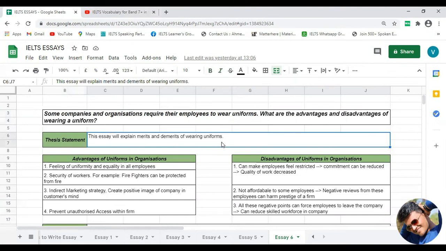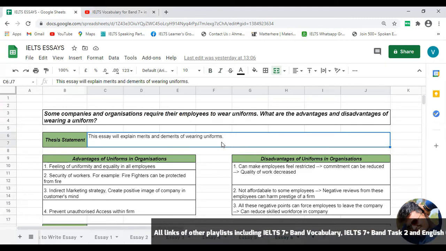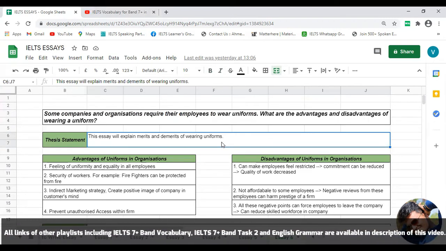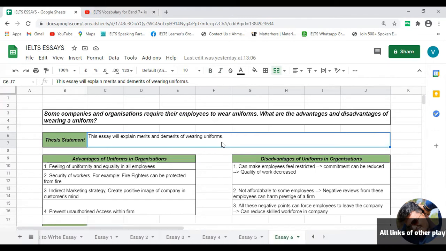As you can see, friends, there are two questions which have been asked to us. The first one is, what are the advantages of wearing a uniform? And the second question is, what are the disadvantages of wearing a uniform? Because of that, our thesis statement will look simple, like this: this essay will explain the merits and demerits of wearing uniforms within an organization. Merit means advantages, and demerit means disadvantages.